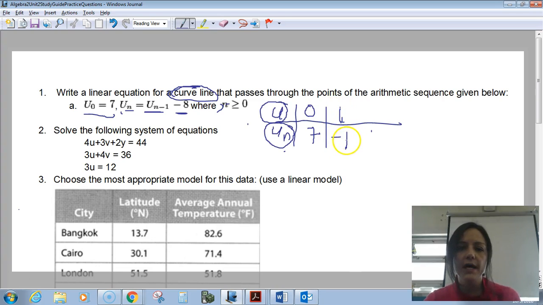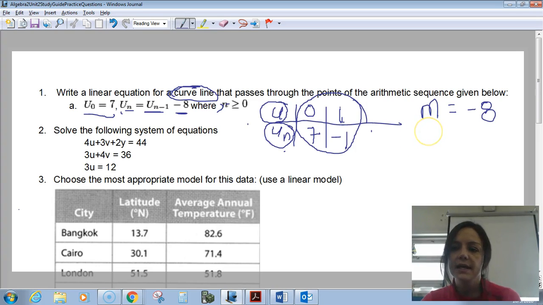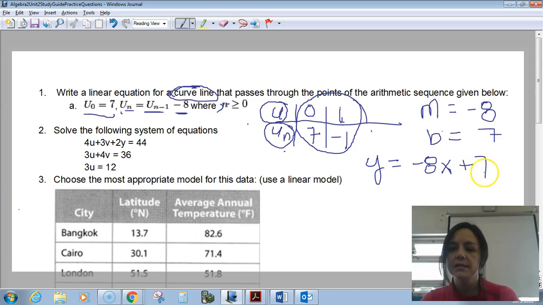that would give me negative 1. So what you could do is you could use this as 2 points and find the slope and then write your equation. But I think we have enough to write an equation in slope-intercept form. We have the slope, right? Our slope is negative 8. And we have the intercept, which is our first term where x is 0. We usually call that b, I think, in your notes. And that is 7. So our equation in slope-intercept form could be y equals negative 8x plus 7.